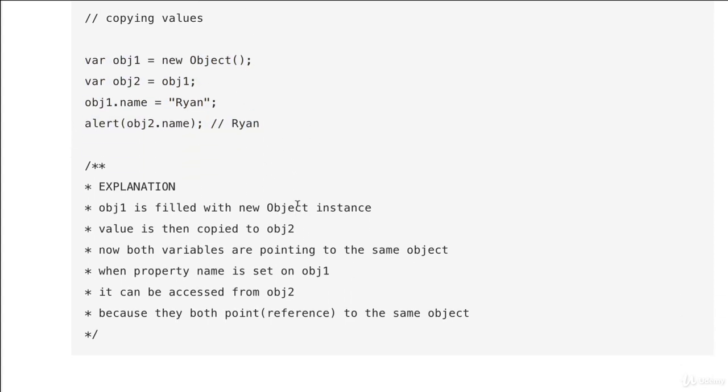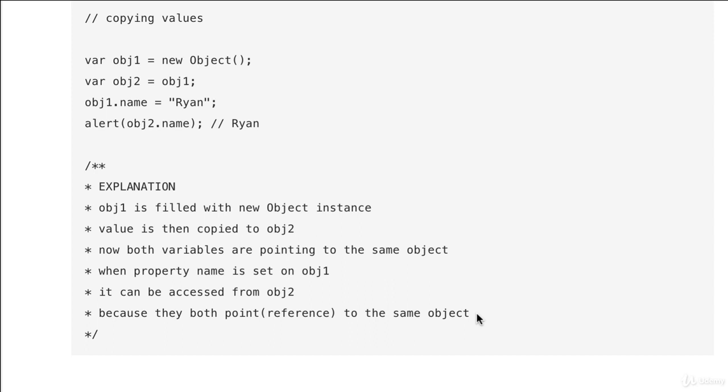Okay. So the explanation here: object1 is filled with a new object instance. The value is then copied to object2. Okay. Now both variables are pointing to the same object. Yeah, same object. When property name is set on object1, before it was empty, and then later I decided, okay, I want to add Ryan. In that case, it can be accessed from object2 as well, because both point a reference to the same object. So that's the difference, primitive and reference.